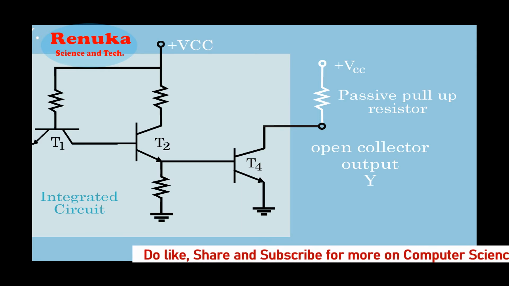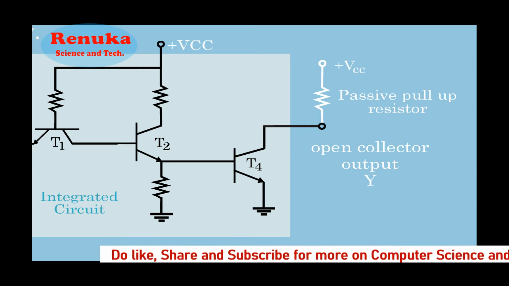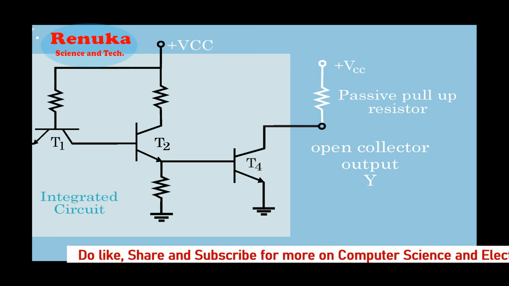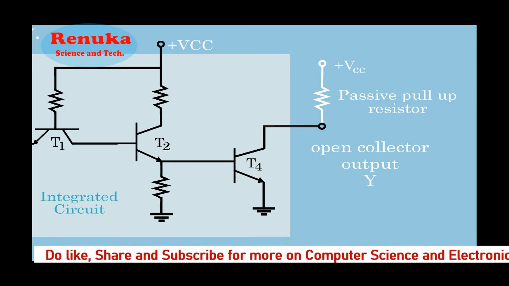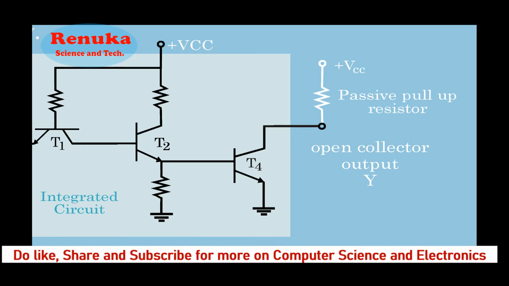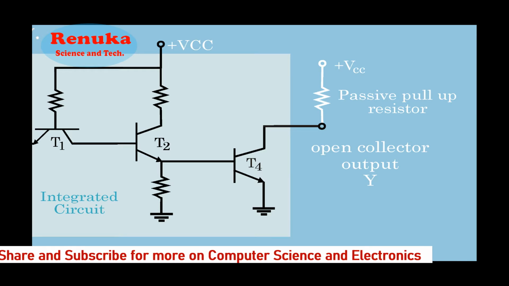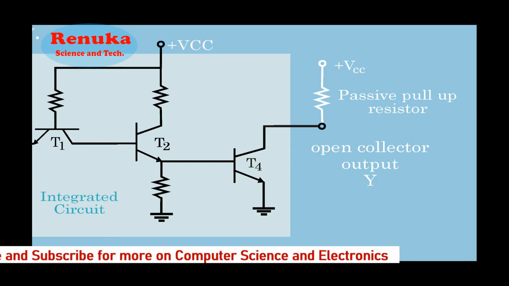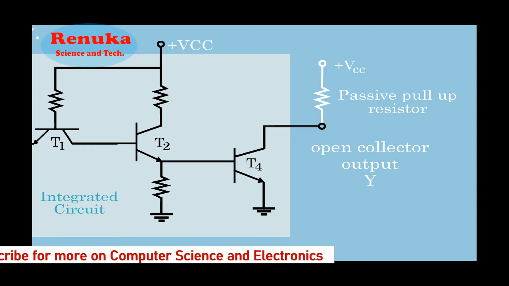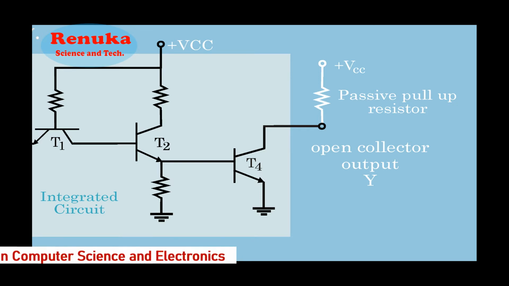But open collector outputs cannot be connected together with a common collector resistor connected externally, and this causes the problem of loading and speed of operation. Now let us see the meaning of connecting a common collector resistor externally. Here you can see the passive pull-up is connected to the collector and the power supply plus VCC. This is only for one gate.